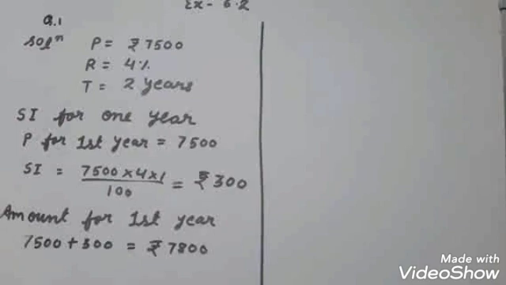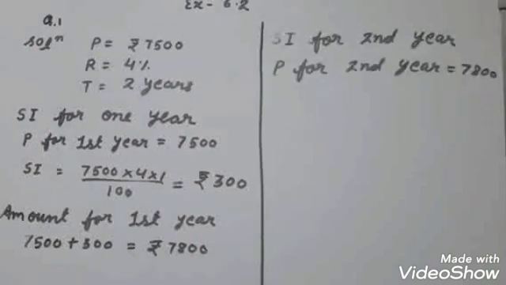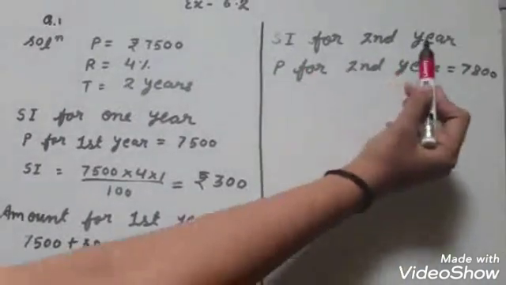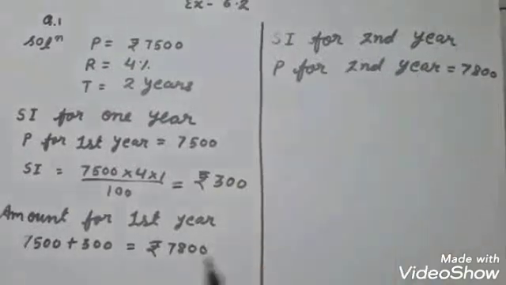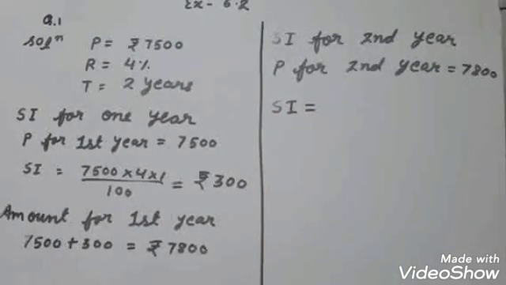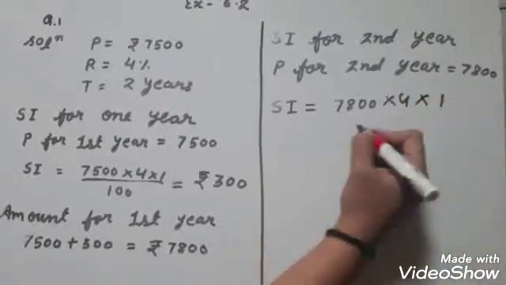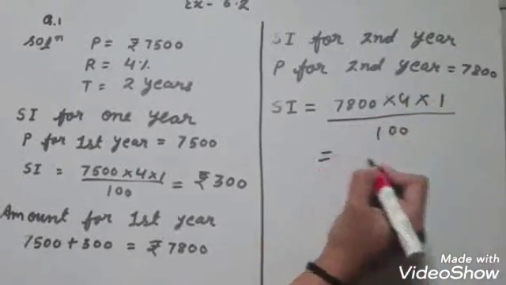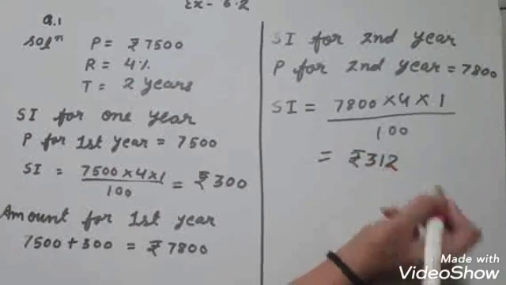Now again we have to calculate simple interest for the second year. So for that, principal will be this amount after 1 year. So here we are calculating simple interest for second year. So principal for second year, this amount of rupees 7,800. Again we will use the formula of simple interest, P into R into T upon 100. So principal is 7,800. Rate is 4%. Time is 1 year upon 100. After calculating, we will get rupees 312.